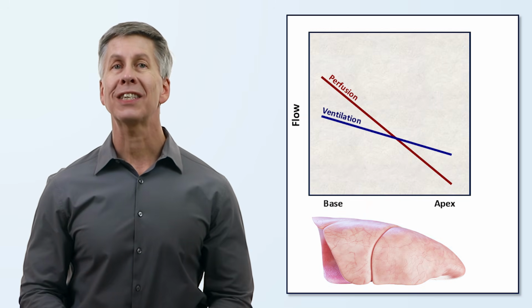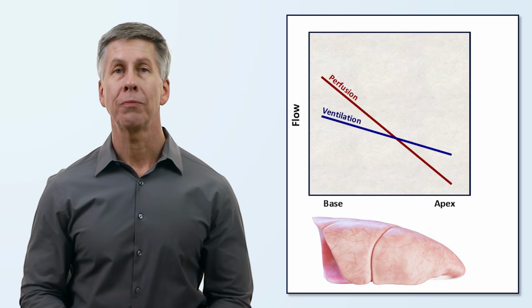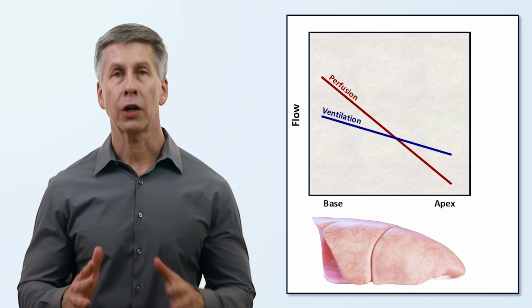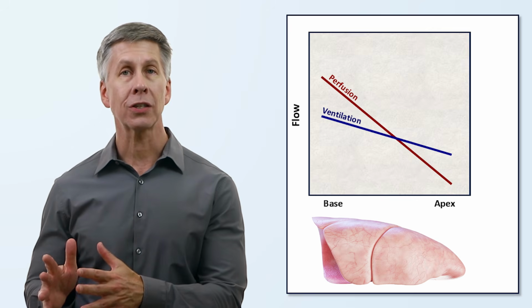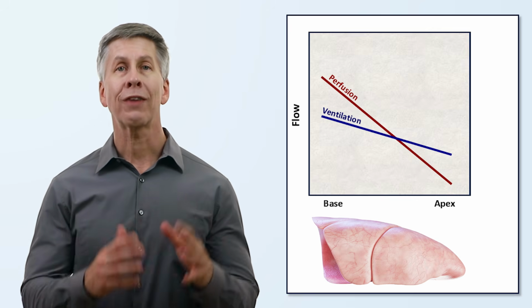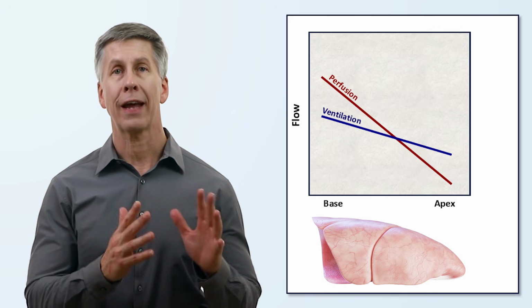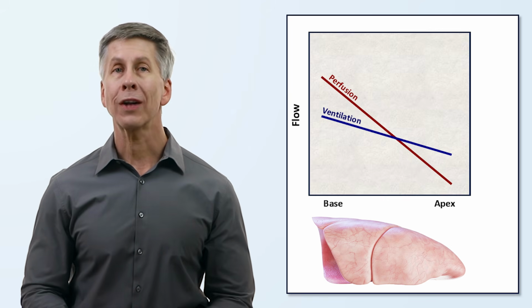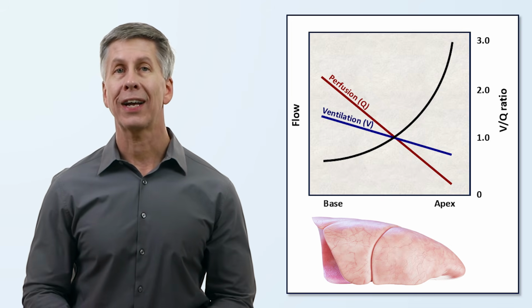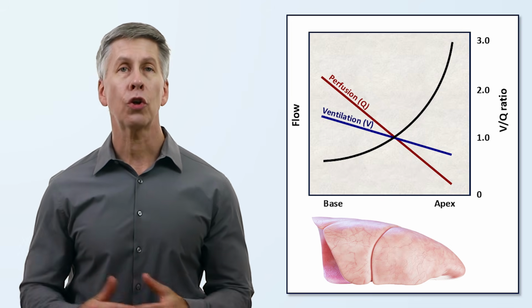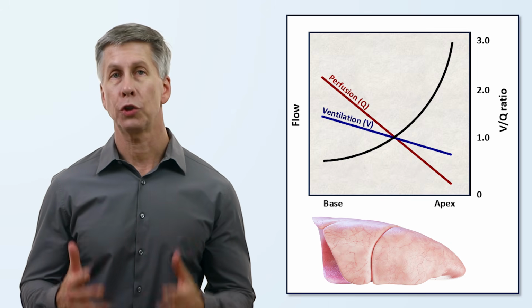Let's see what this looks like when we graph regional differences in ventilation and perfusion alongside each other. We can see that the matching of ventilation to perfusion is not uniform throughout the lungs. There is relatively more perfusion compared to ventilation at the bases, and relatively more ventilation compared to perfusion at the apices. One can quantify this matching with a number called the VQ ratio, in which V stands for ventilation, and Q unexpectedly stands for perfusion.